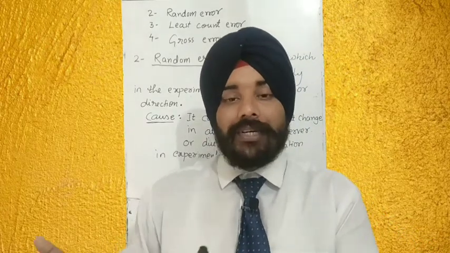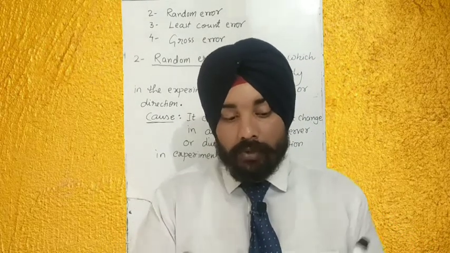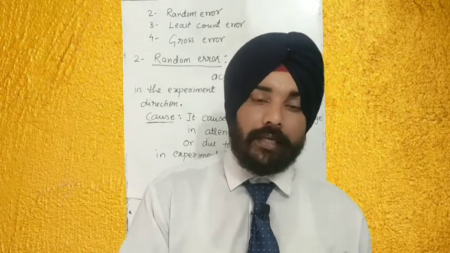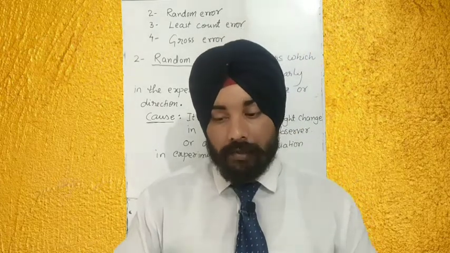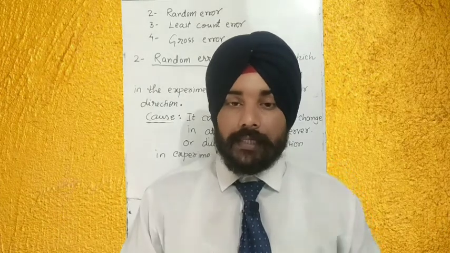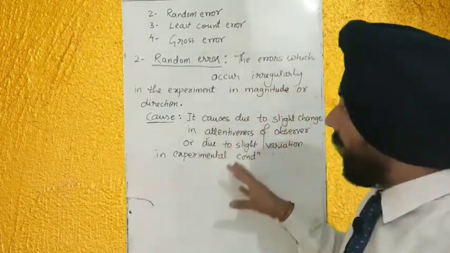So these slight changes are coming due to the change in experimental condition, variation in experimental condition, because we cannot give the constant condition to the experiment. Is that clear? So what are the random errors?